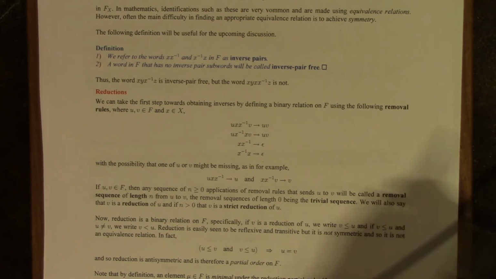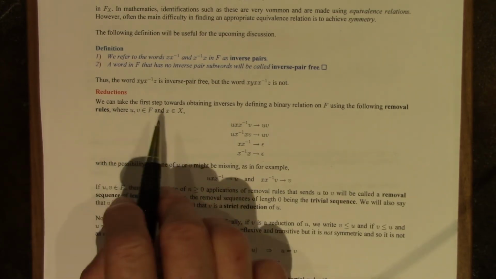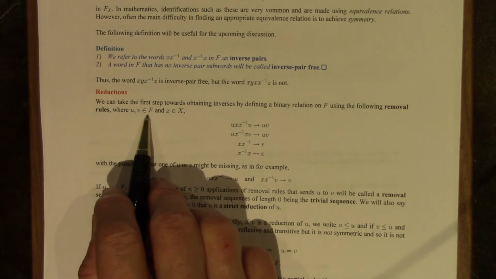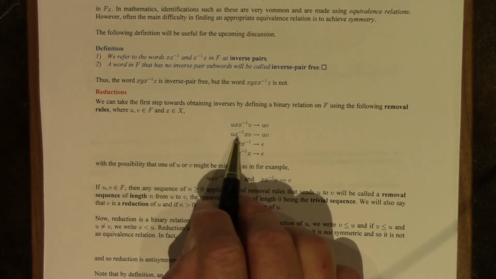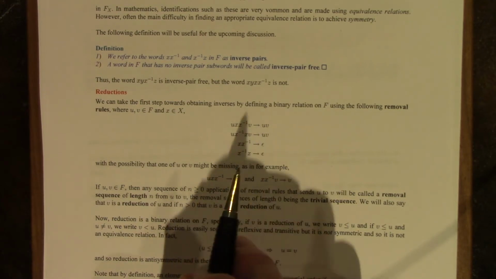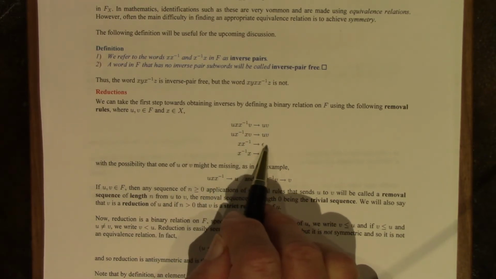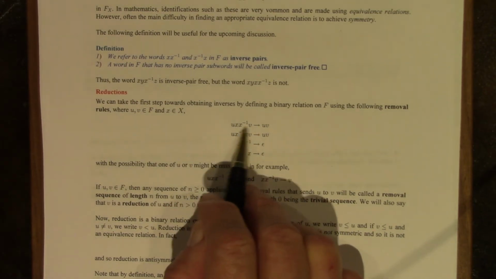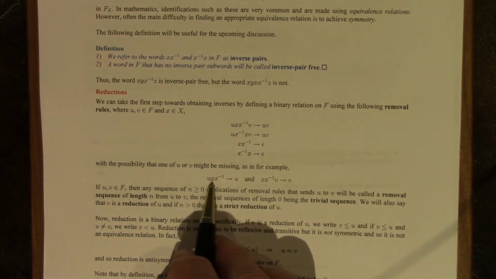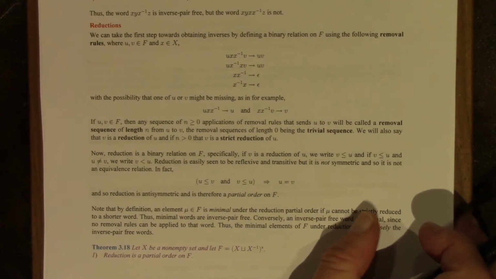Now we can take the first step towards obtaining inverses by defining a binary relation on the monoid F using what I'm going to call removal rules. So if we have two words u and v in F and a symbol little x in X, then we can pull out or remove this inverse pair. We can remove this inverse pair if it's all by itself in the word, and it'll produce the empty word, and similarly for this one. One of u and v could be missing also, so you might get rules that look like this. So these are the removal rules.